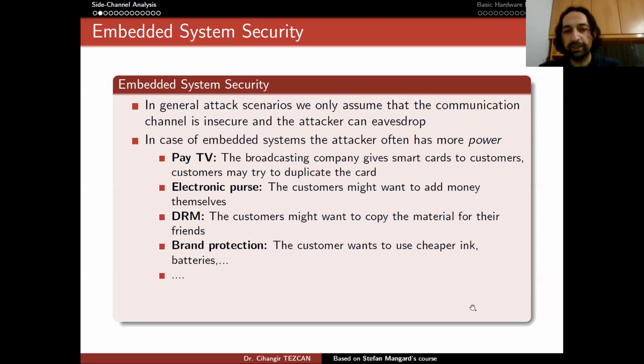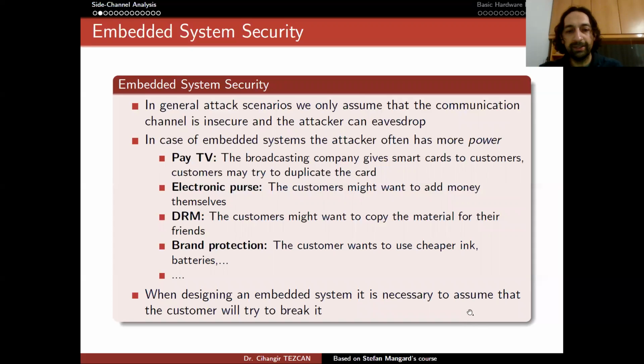Brand protection: the customer wants to use cheaper ink, batteries, etc. So some companies want to prevent this kind of situation. So when designing an embedded system, it is necessary to assume that the customer will try to break it.